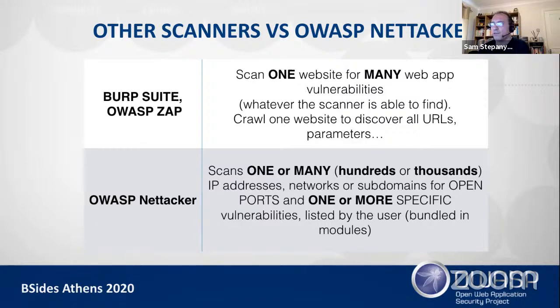OWASP Nettacker is different. It can scan one website, but it is designed to scan one or many, and that could be hundreds or thousands of IP addresses, networks, or subdomains. Nettacker scans them for open ports or one or more specific vulnerabilities which are listed by the user. And you can bundle them in modules, and you can bundle them in profiles. So this is what is great and different about Nettacker.